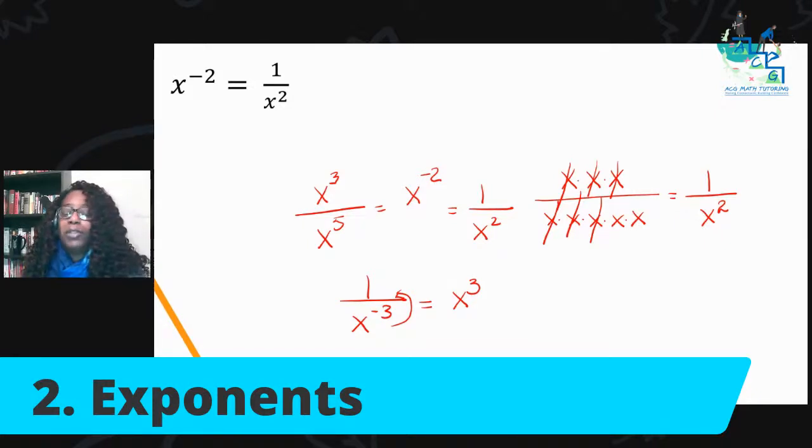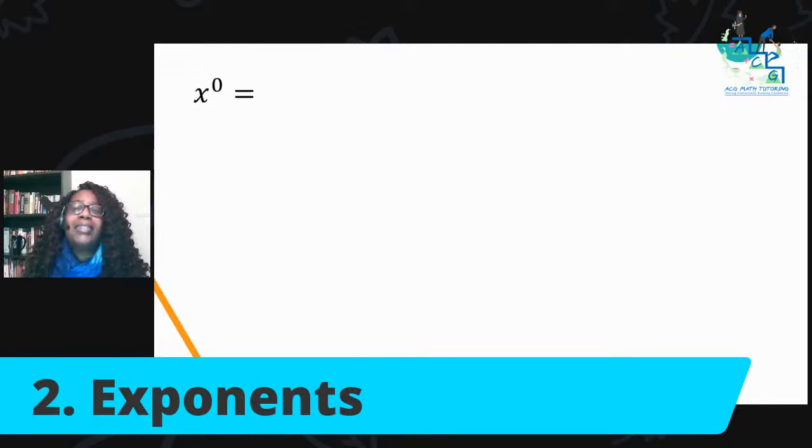And then the last one, which is my favorite: anything raised to the zero power is not zero. That is the biggest mistake that everyone always makes. We always have to have a start to something. Everything in life, there's always a start. There's a beginning, there's a middle, there's an end, but there's always a start to something. So anything raised to the zero power is one, okay?